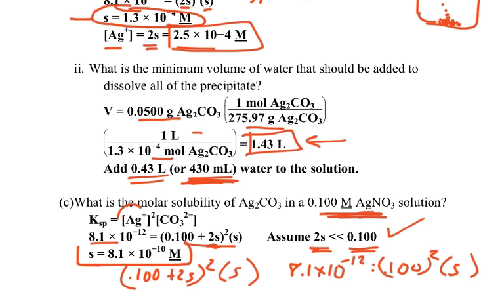Now, we should go back and say, okay, is our assumption correct? Yes. If solubility is 10 to the minus 10, that is much, much, much smaller than 0.1, so that was a good assumption.